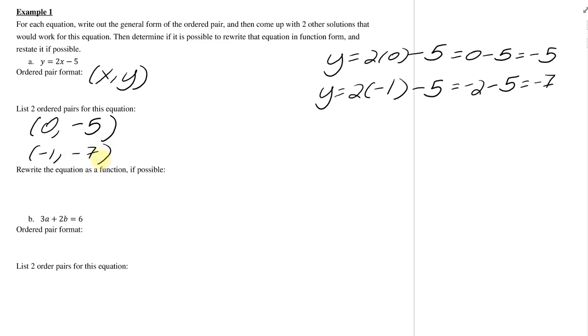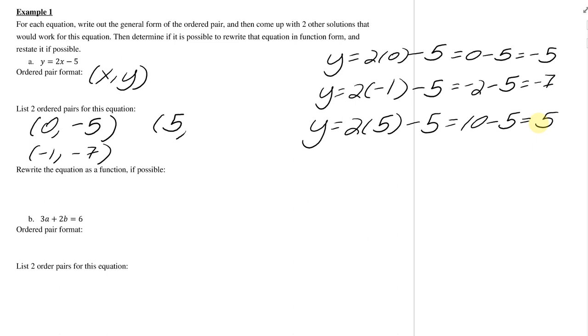And it totally doesn't matter what you want to choose for this, so all I'm trying to do is just get you used to the idea of working with ordered pairs, and so maybe I could choose something like 5. Again, totally doesn't matter, so I'll just show you one more of these. So if I did this, this would be like 2 times 5 minus 5, so this would be 10 minus 5, so this equals 5. So this would be the ordered pair 5, 5.